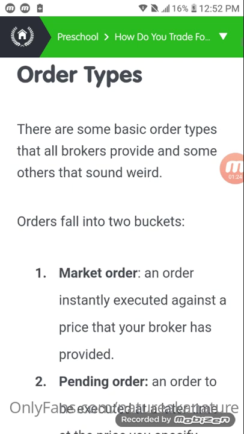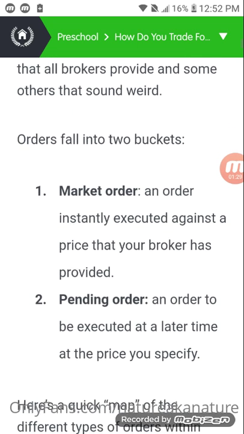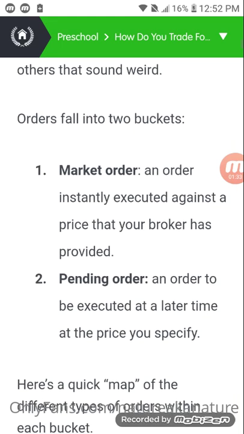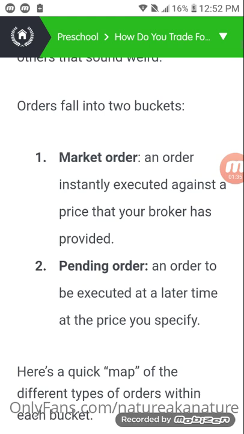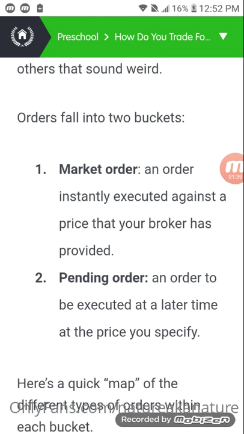Orders fall into two buckets: market orders and pending orders. A market order is an order that instantly executes against a price that the broker has provided. Market orders are the ones where you can just go into the market and press buy or sell. Those are instant. They are instantly executed against the ask and bid price that the broker has provided. That's how market orders work.